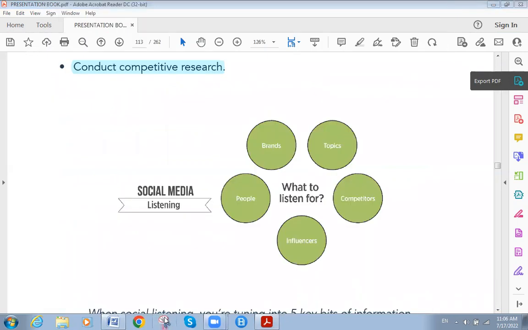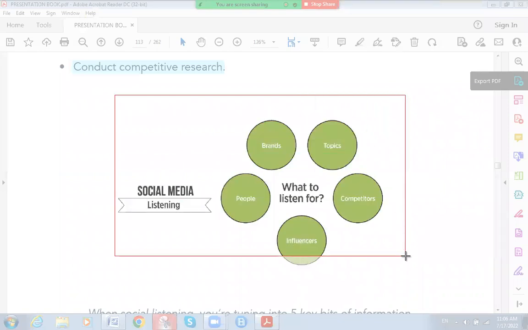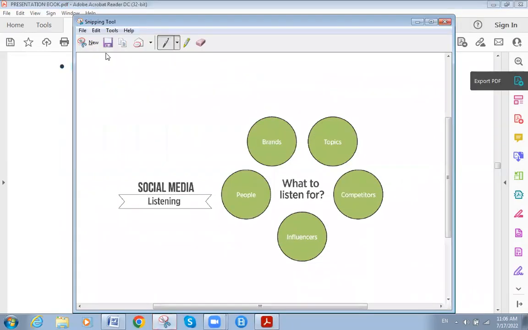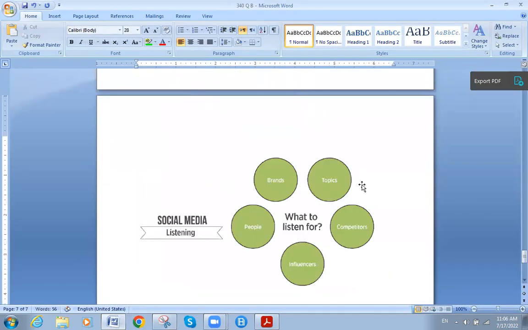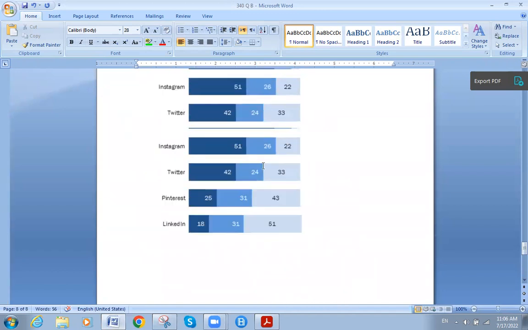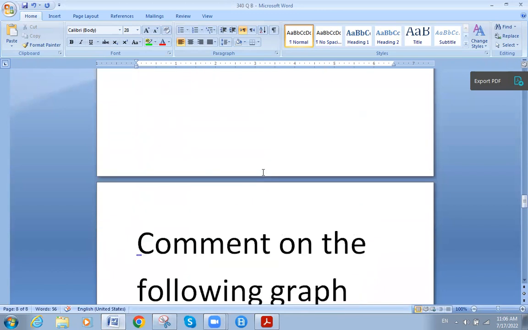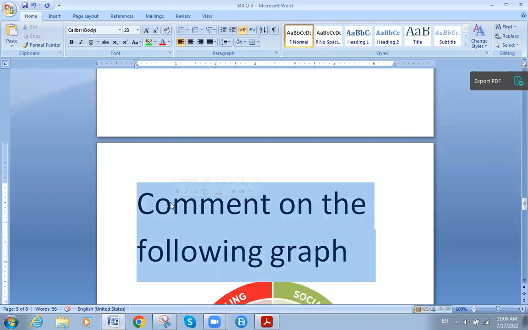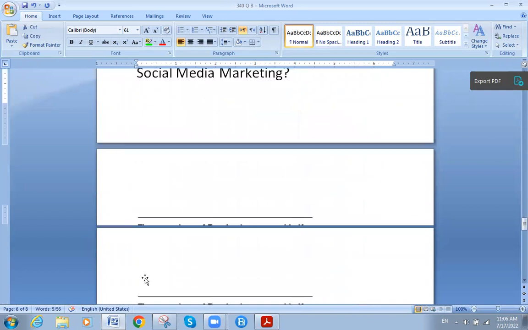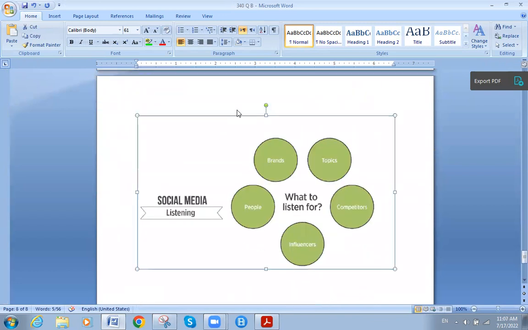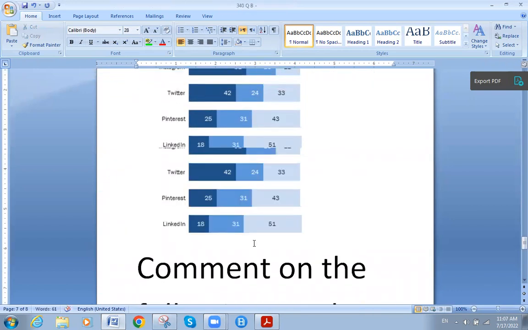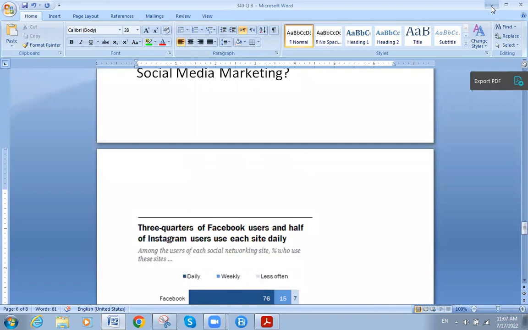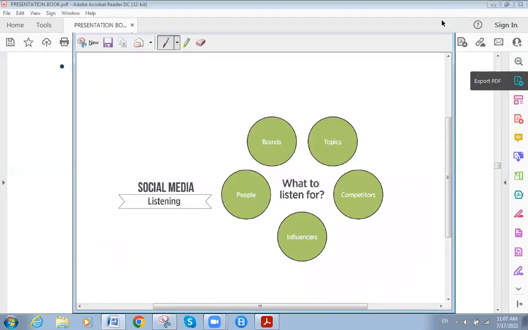I will take this as a copy and put it for you as a question, so that will help you also. And I will tell you, comment on the following. When you see graph, that means you will comment on the following graph directly. Whenever you see a graph, that means comment on the following graph. So this is another point.